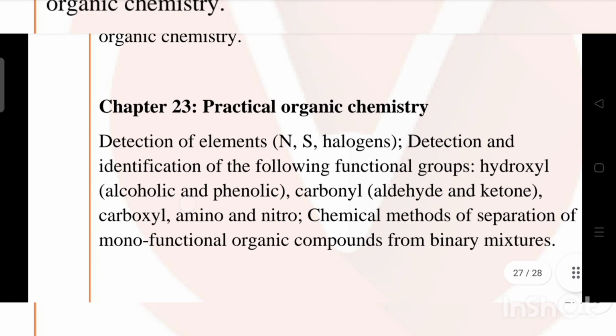All these chapters covered the organic part, and the inorganic and physical parts of the JEE Advanced syllabus are totally covered here. So be prepared from this syllabus, and best of luck for your upcoming examination.